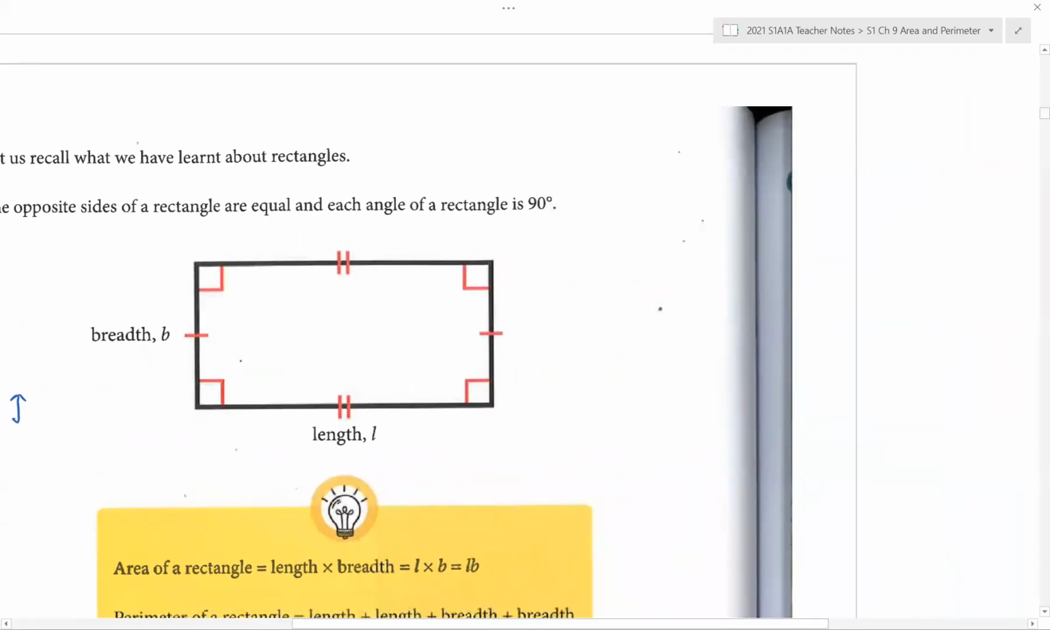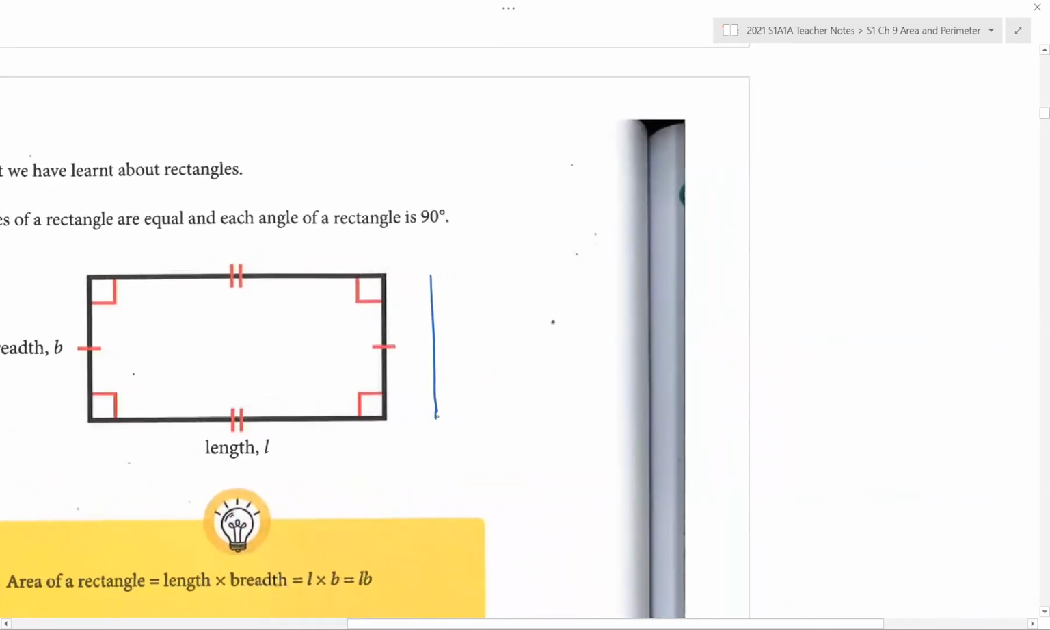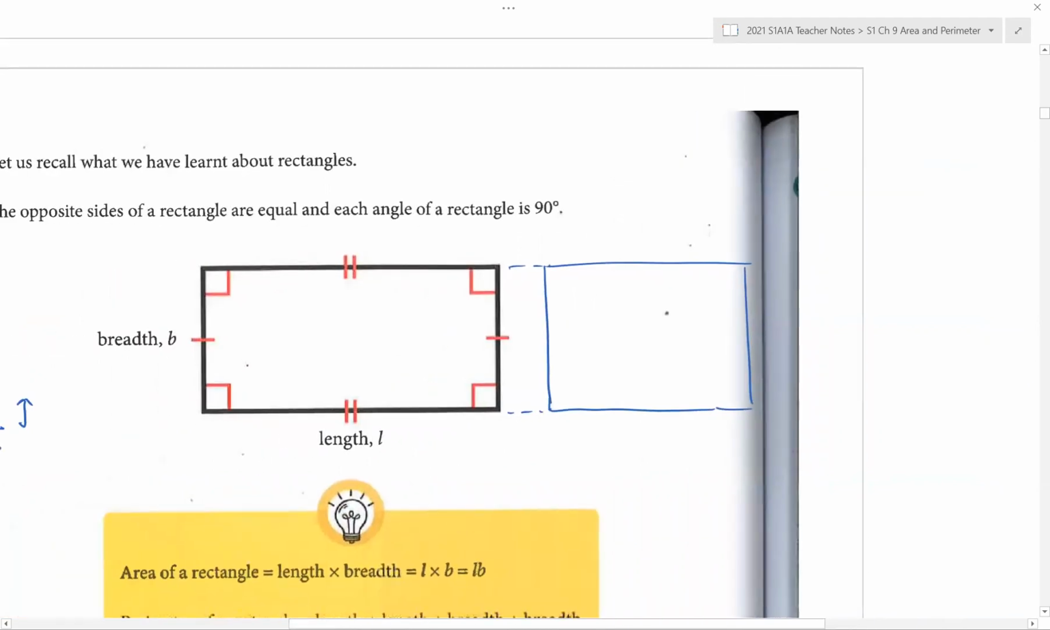Now, I am going to draw another rectangle with the same breadth as what is printed, but a shorter length compared to what is printed. You don't have to do this, just watch. Same breadth, but my length is obviously shorter. Can you tell me about the area of the rectangle that I've drawn? Is it bigger, smaller, or equal to what is printed? Smaller. Why smaller? What made my rectangle have a smaller area than what is printed?